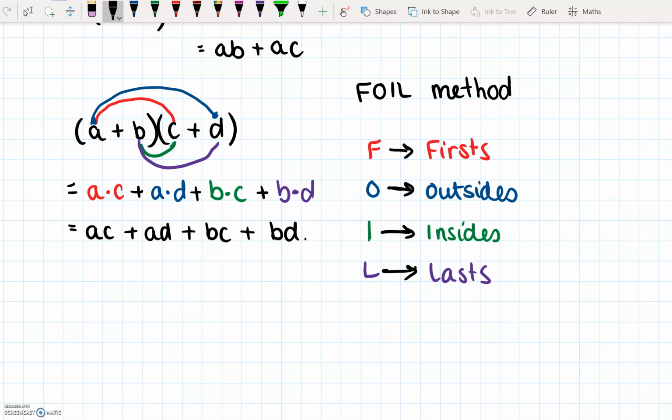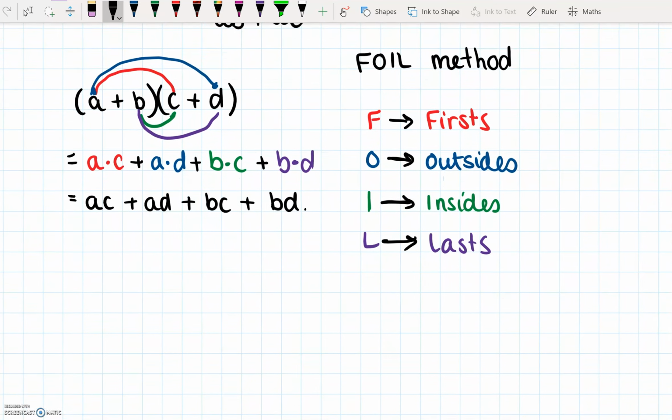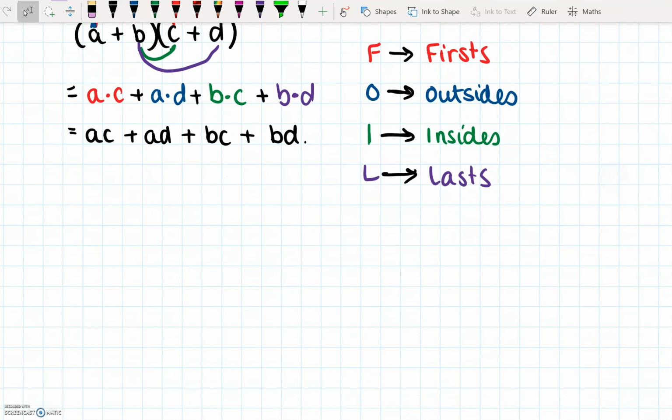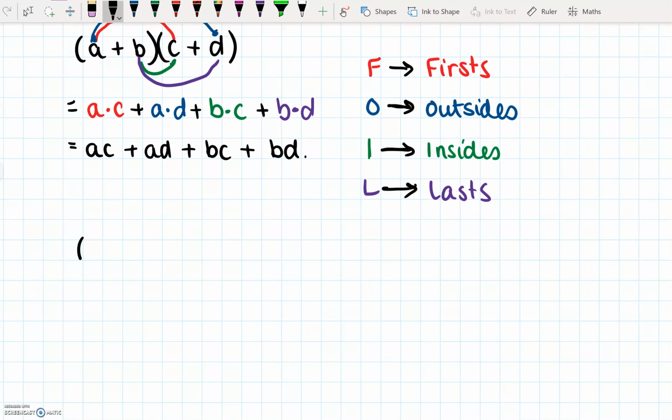All right, normally we're going to have other things going on here. Okay, so we'll have maybe one variable, and the rest will be numbers. Okay, so let's have a look at what we can do with this. Okay, let's start with, for example, a plus 4 times a plus 3. Keep it nice and easy to start with.